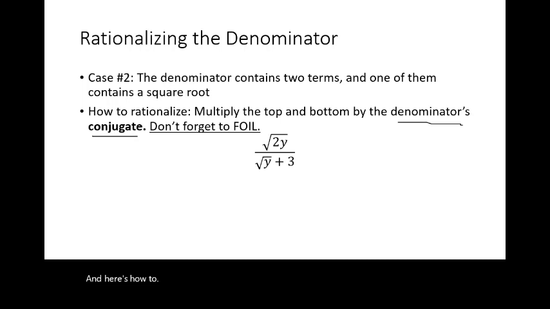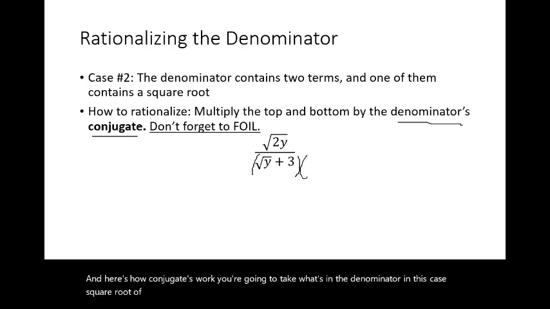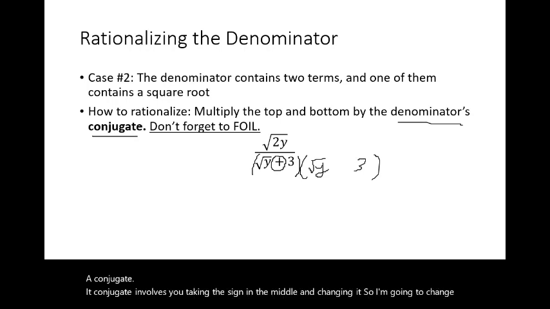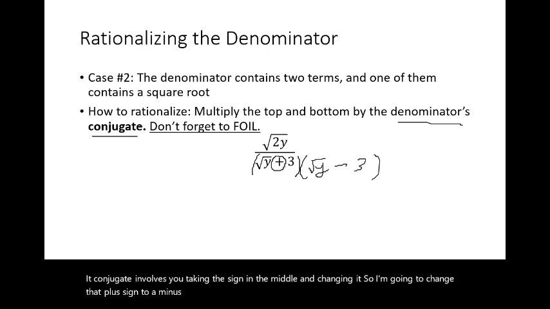And here's how conjugates work. You're going to take what's in the denominator, in this case, square root of y plus 3. You're going to leave the square root of y alone. You're going to leave the 3 alone. A conjugate involves you taking the sign in the middle and changing it. So I'm going to change that plus sign to a minus sign. So the conjugate would actually be the square root of y minus 3.